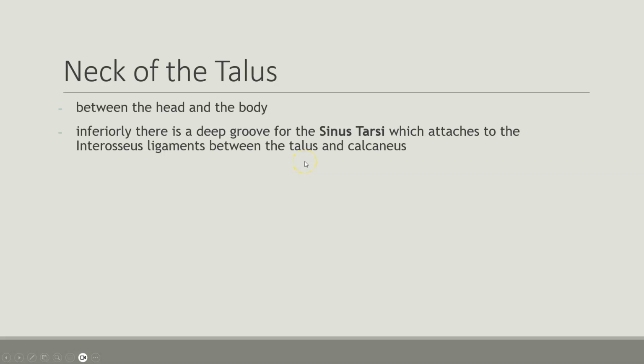The neck, of course, lies between the head and the body. And under the neck, you actually have an area that creates a deep groove, and this deep groove runs between the talus superiorly and the calcaneus inferiorly. So we say inferiorly, there is a deep groove for what is called the sinus tarsi, so the opening of the tarsi, or the talus. And it attaches to the interosseous ligaments between the talus and the calcaneus.